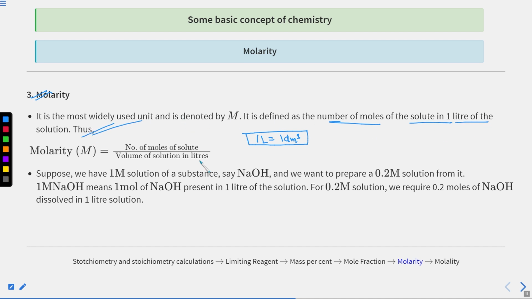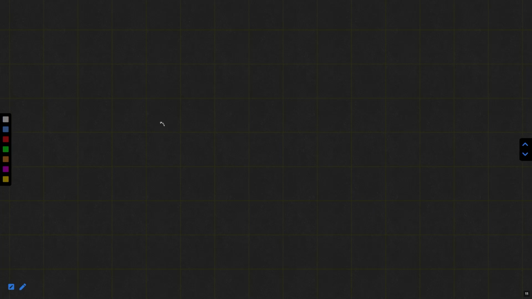So how will you calculate it? Suppose we have an illustration here. It is said that we want to prepare 0.2 M. This M is the representation for molarity, so it is written against the molarity value. And 1 M NaOH means 1 mole of NaOH present in 1 liter of solution. So for 0.2 M, how many moles of NaOH are dissolved in 1 liter? 0.2 moles.